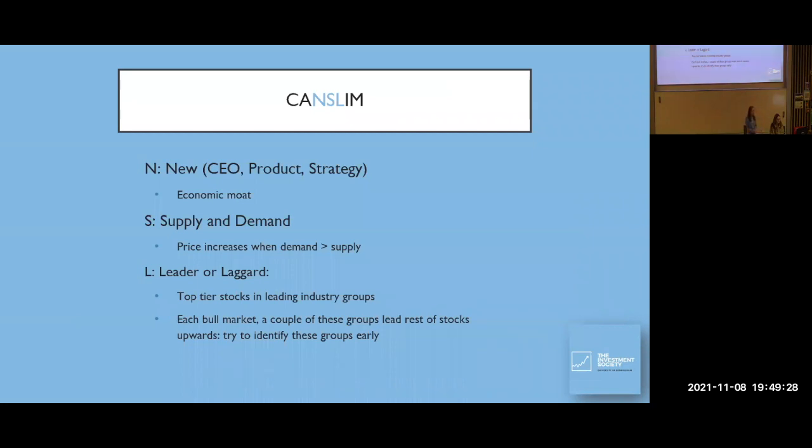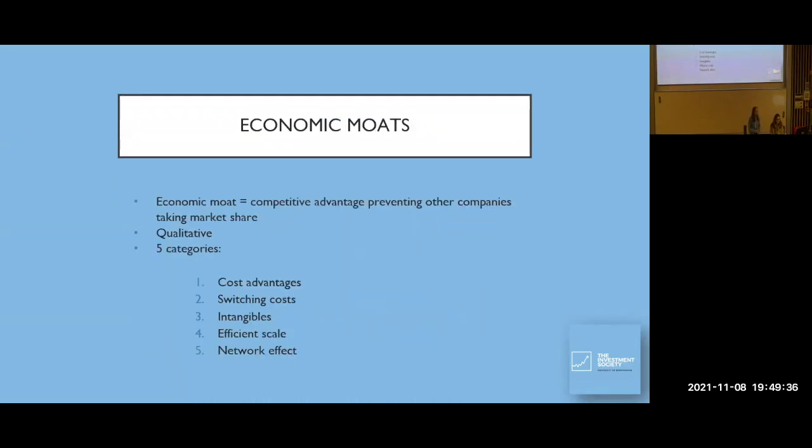So CANSLIM in particular, going back to this, what I was talking about earlier was an economic moat. So what is an economic moat? An economic moat is a competitive advantage for one particular company. So let's say we have a company A and company B wants to come along and do exactly the same thing that company A is doing. What is stopping company B from taking a lot of company A's market cap? So this thing that is preventing it is an economic moat.